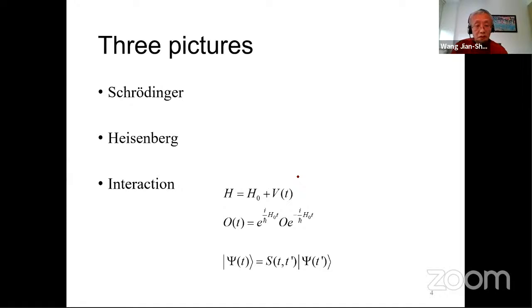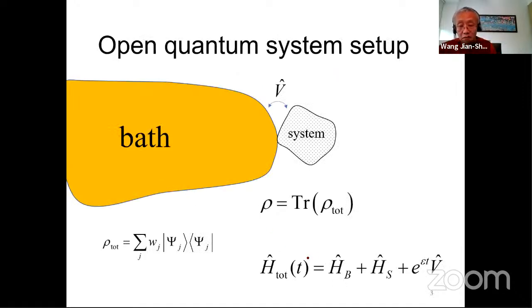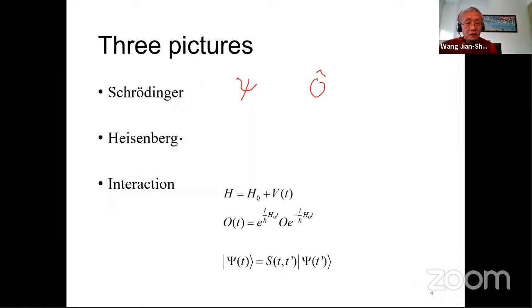So in order to do this perturbation, we take these 3 pictures. People who study quantum mechanics or many body theory must know this. So we have the Schrödinger picture. In the Schrödinger picture, you focus on the wave function. So the operator itself will not depend on time unless you have an explicit time dependence like the one that we have over here. That means this time dependence is not evolution, but explicit time dependence. And so we need to solve the Schrödinger equation for the wave function.